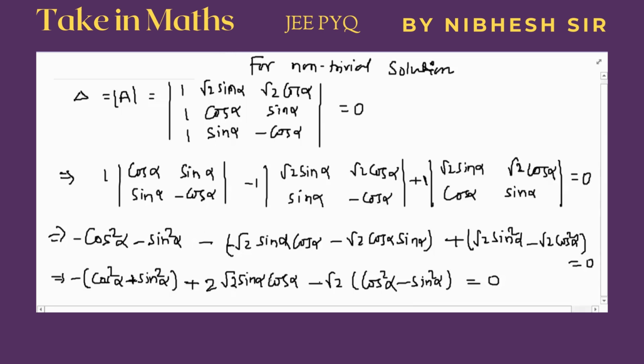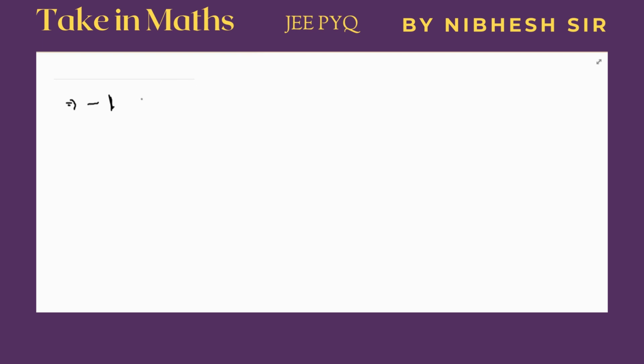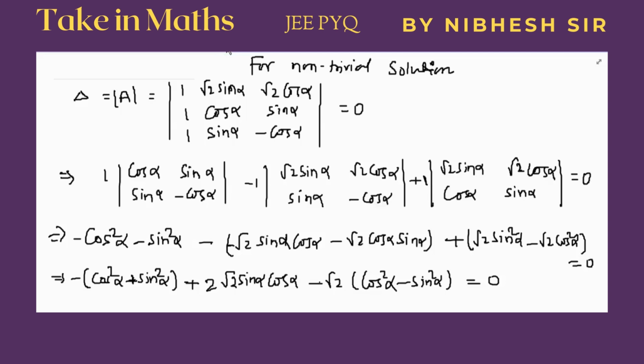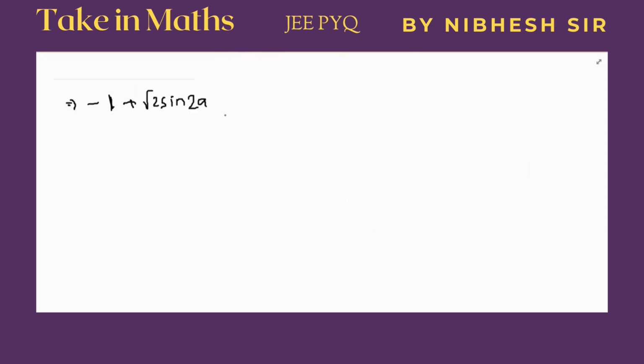So 2 sin alpha cos alpha is sin 2 alpha, so we can write this as plus root 2 sin 2 alpha, and this is root 2 cos alpha minus root 2 cos 2 alpha, right? Cos square alpha minus sin square alpha is cos 2 alpha, equal to 0, right? Now what I do here is I take root 2 common and write this as sin 2 alpha minus cos 2 alpha, right? And this is equal to 1.